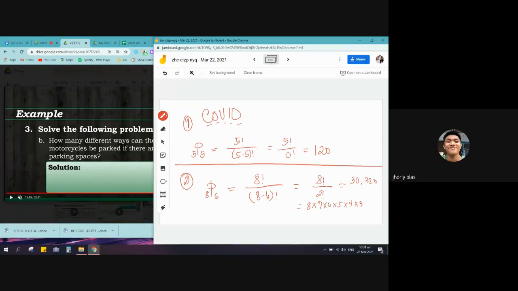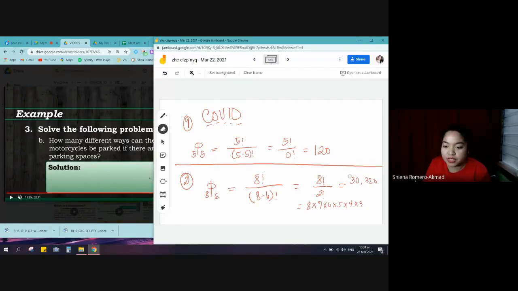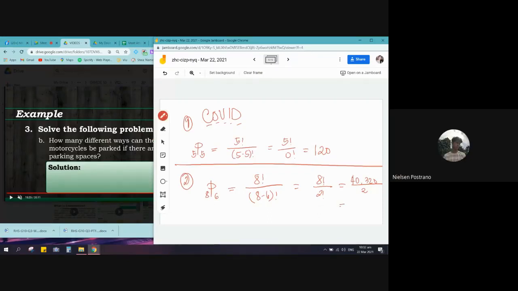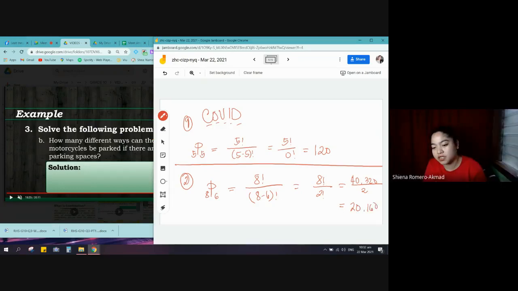Ma'am, 40 po. 40,000. 40,320. And 2 factorial is, so what is the value? What is the answer? Pwede na natin itong huwag gawin. 20,160. Any question? So far, not.